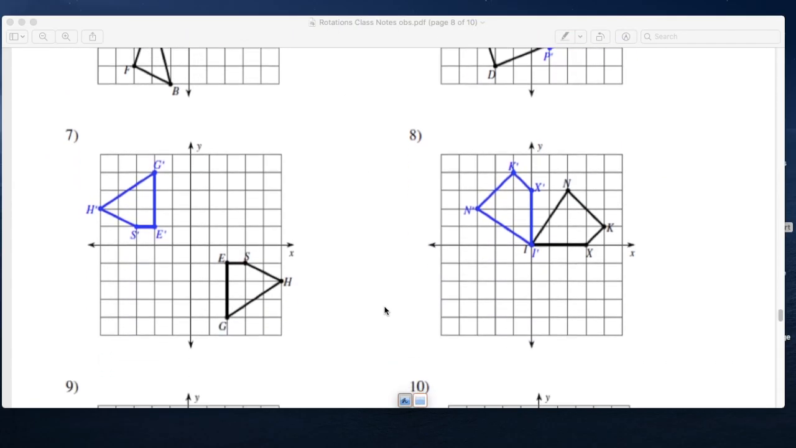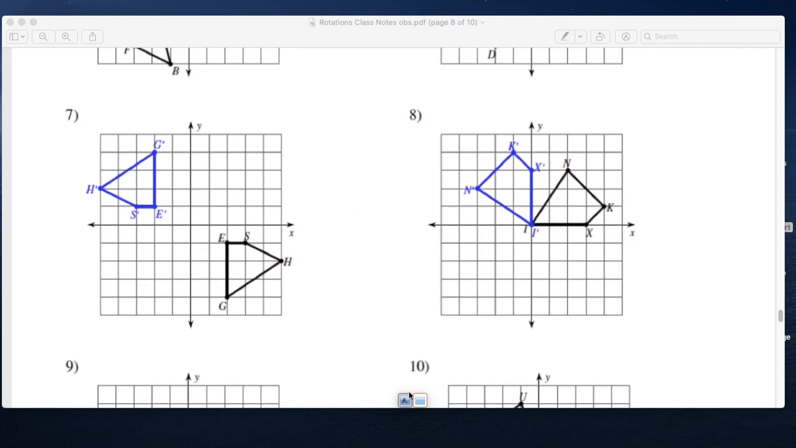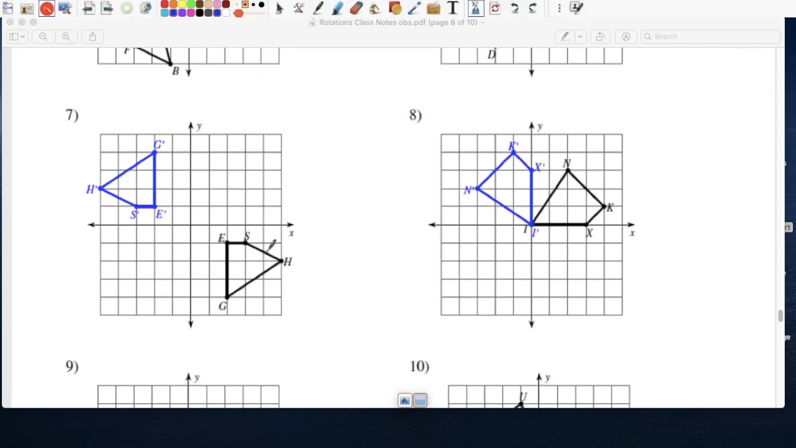7. So again, by now you should be okay doing this. Let's find the original. This is the original one, because it doesn't have the primes, and this one has G prime, E prime, S prime, H prime. So this is the rotated image.